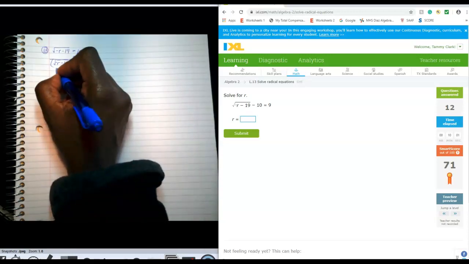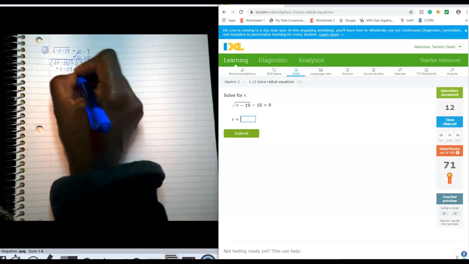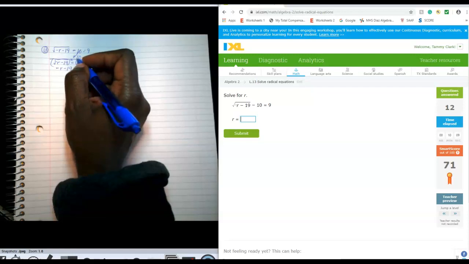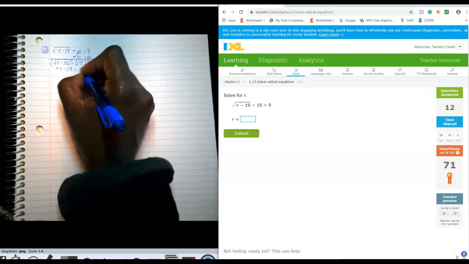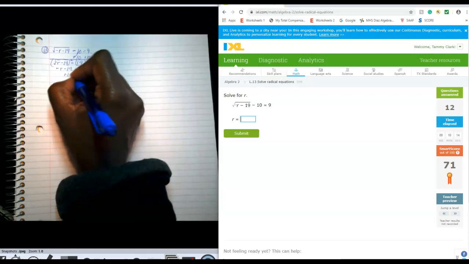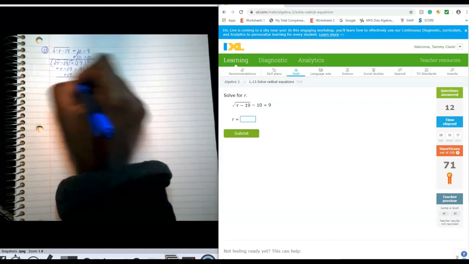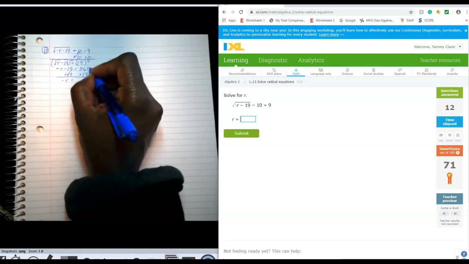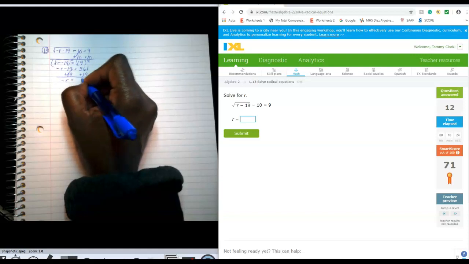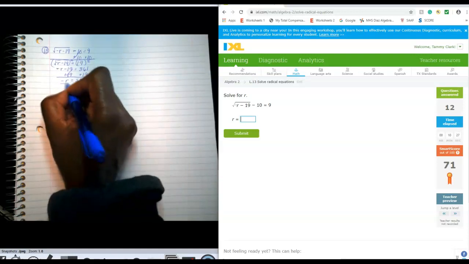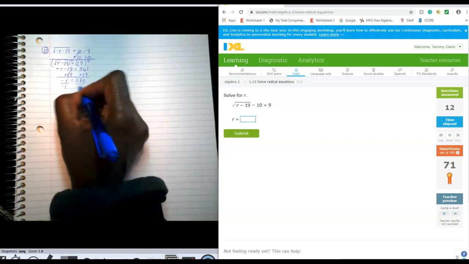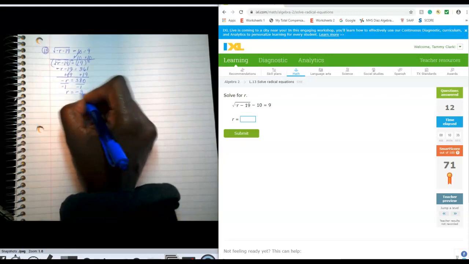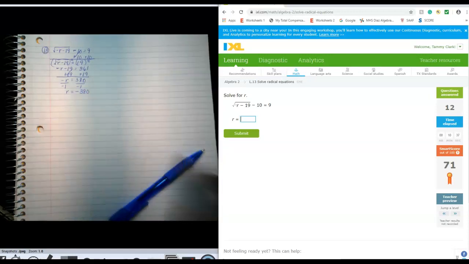And we've got negative r minus 19 is equal to, well, we've got 19 squared, right? So 19 squared is 361. We're going to add 19 to both sides of the equation. That gives us negative r is equal to 380. But we don't want negative r, we want positive r. So let's divide both sides by negative 1, and that leaves us with r is equal to negative 380.